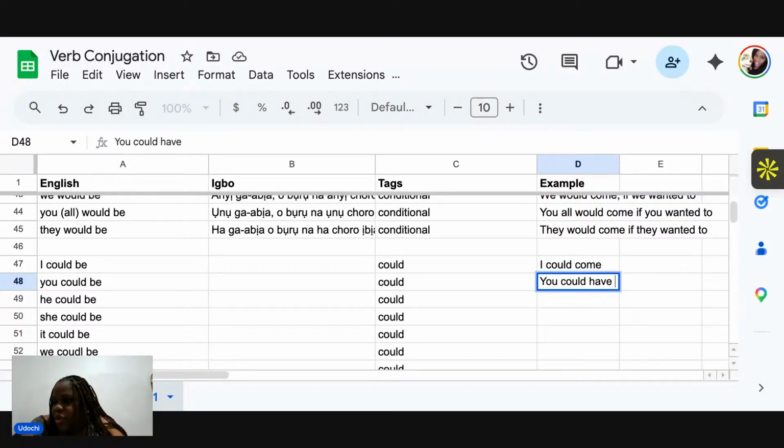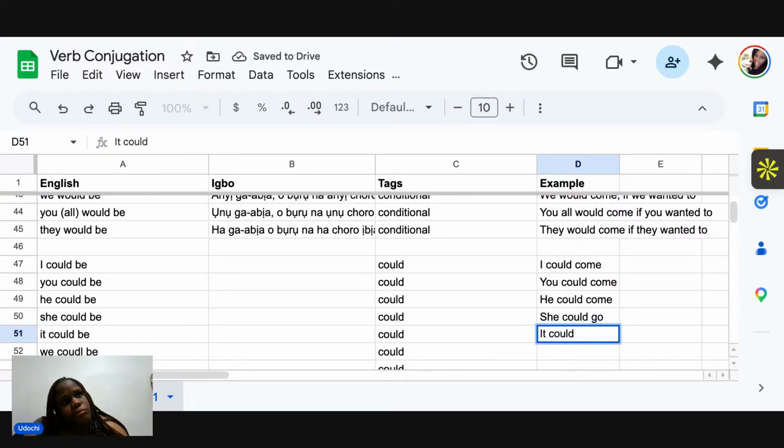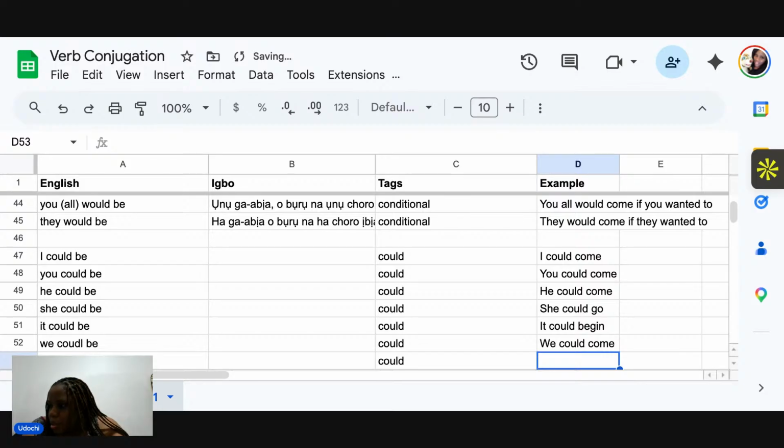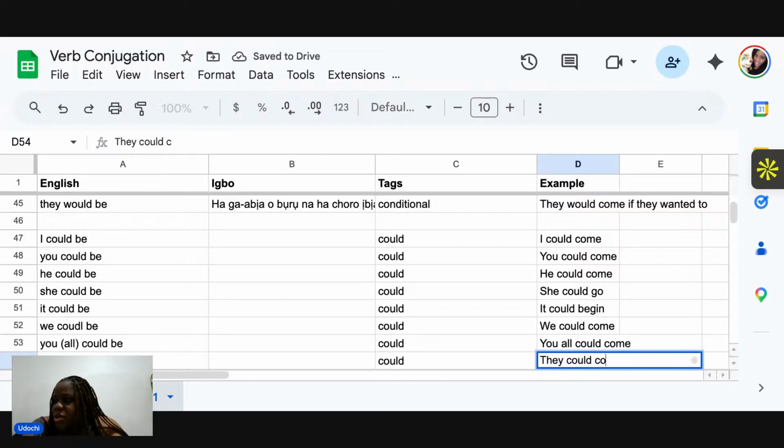You could have come. He could have come. Oh no, not have. I could come. You could come. He could come. She could go. It could begin. We could come. You all could come. They could come.